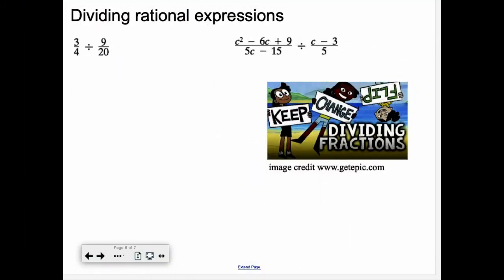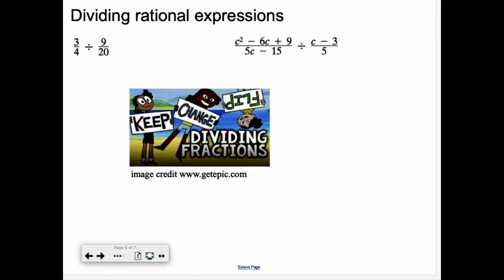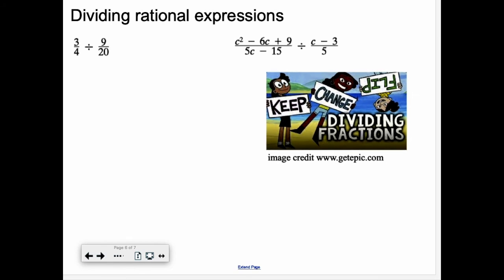Now, dividing rational expressions. You might be thinking to yourself, wait, we're just spending the last couple of minutes of this video on dividing? Yeah, because you're going to see in half a second it's just multiplication. You might remember keep, change, flip from previous math classes dealing with fractions. This is not my image. Image credit is right here below. GetEpic.com.